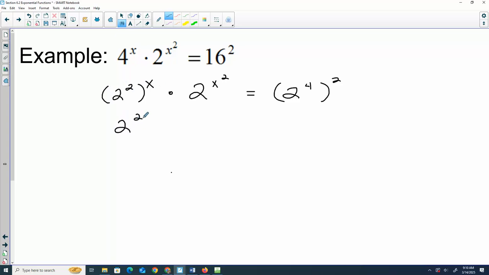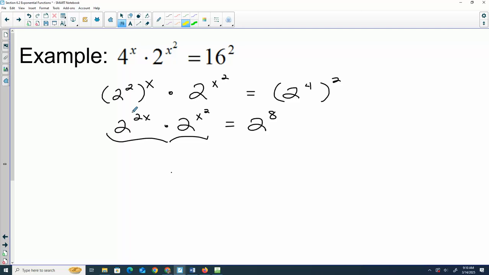So that's 2 to the 2x times 2 to the x squared equals 2 to the 8. I cannot drop my exponents yet. The property says the base has to be written once on each side. So before I can drop it, I have to combine these two.